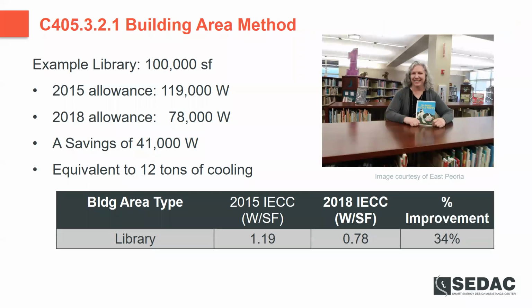One way this might appear is for a library, fairly sizable at 100,000 square feet, moving just from a code compliant 2015 building to a code compliant 2018 building, that would be a reduction of 41,000 watts, which is 12 tons of cooling that would no longer need to have been purchased, installed, and operated. So this is a very dramatic improvement with time.